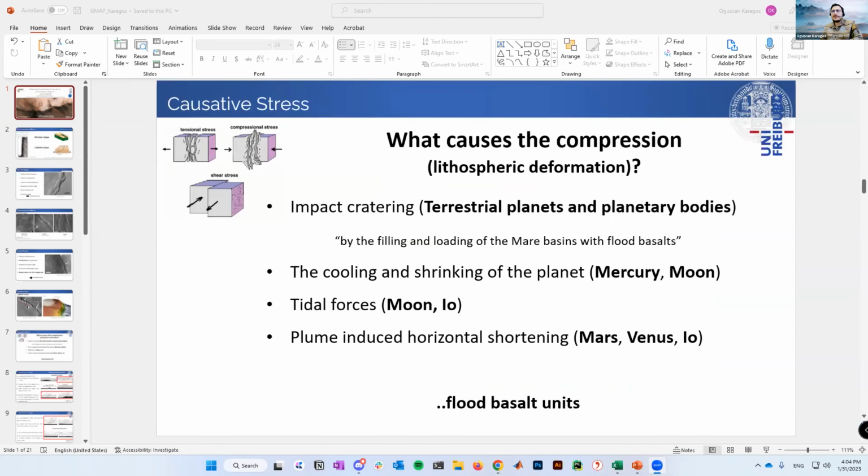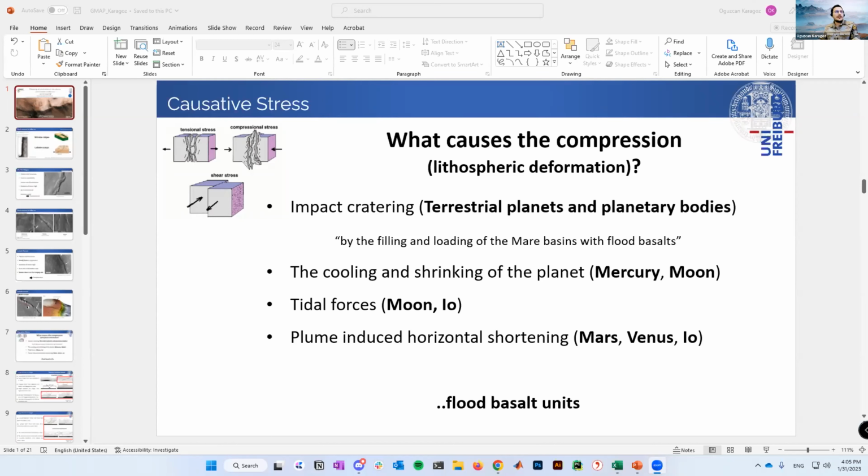Okay, but what caused this compression, this deformation? I summarize it here for you. We can see impact cratering on all terrestrial planets and planetary bodies. Filling of impact craters, we should start from the beginning: we have a crater and we fill it with recently erupted lava, and this lava creates a load on the lithosphere and starts the bending and the cooling afterwards. This cooling of the basins of flood basalts forms these wrinkle ridges, and they mainly appear in ring shapes, like on Mercury in the previous one.